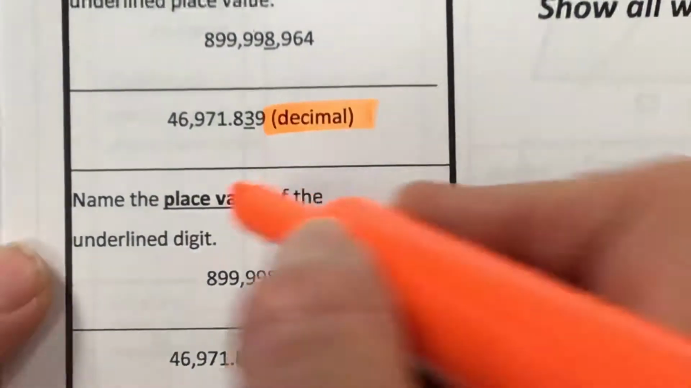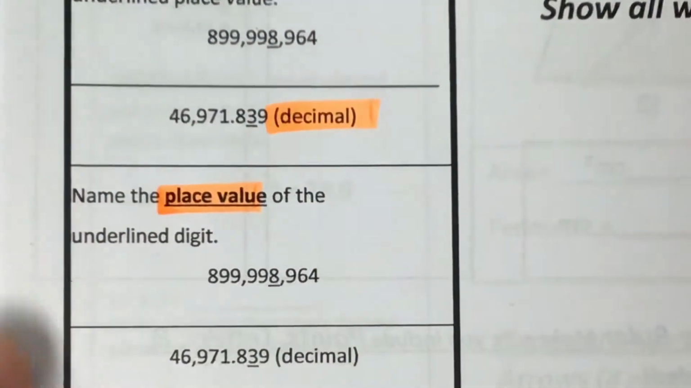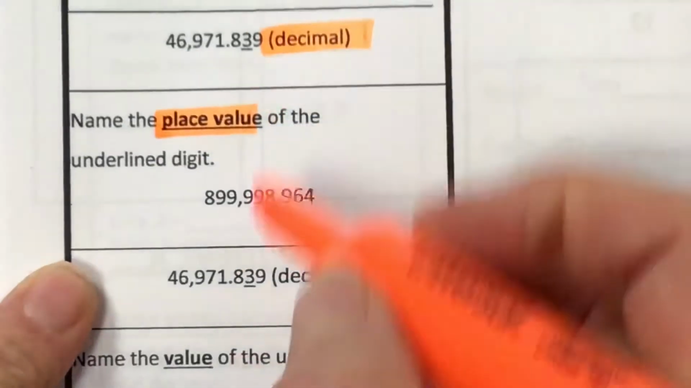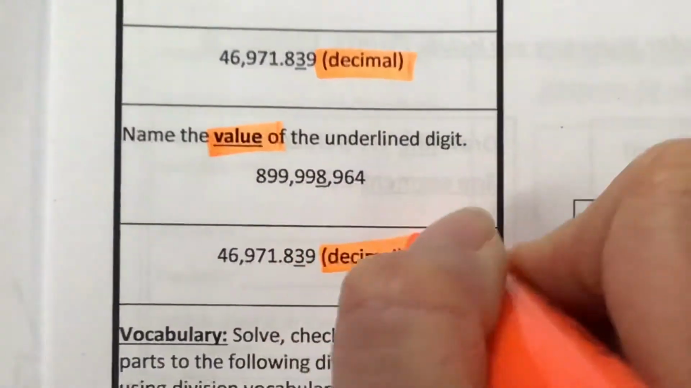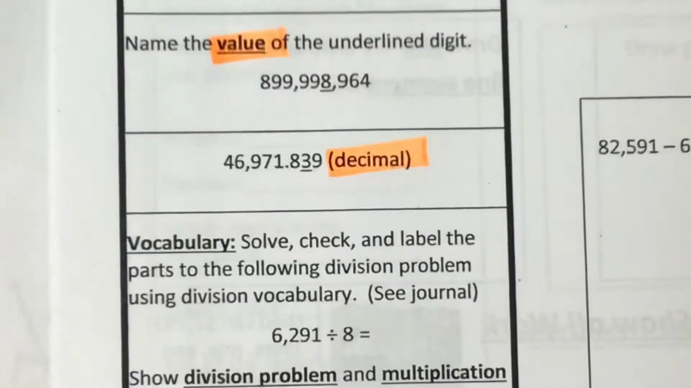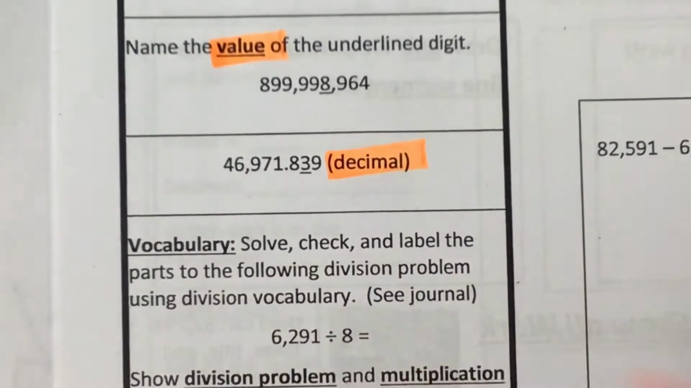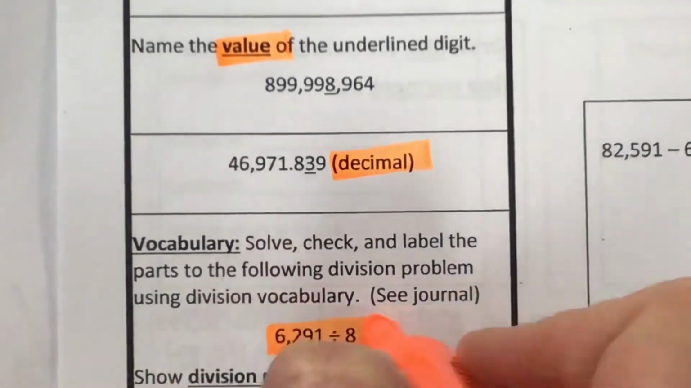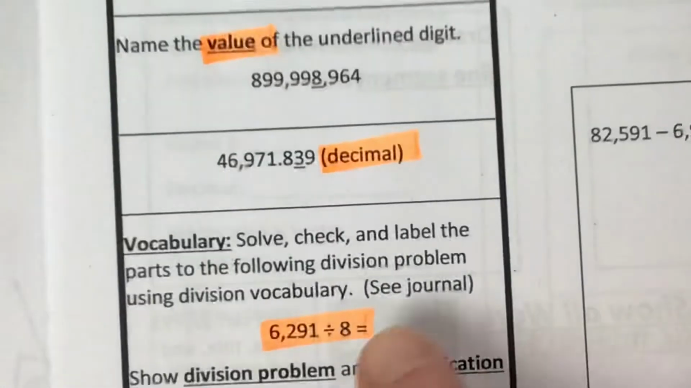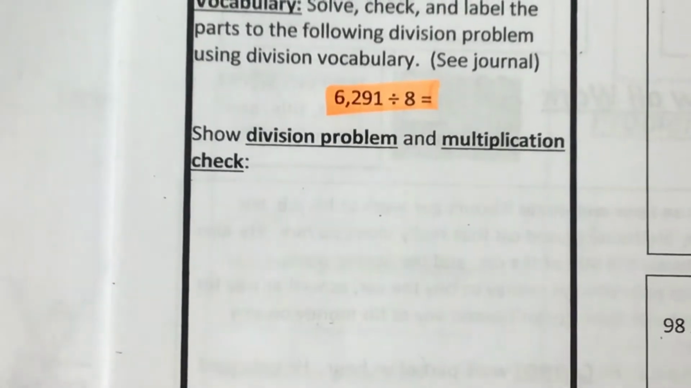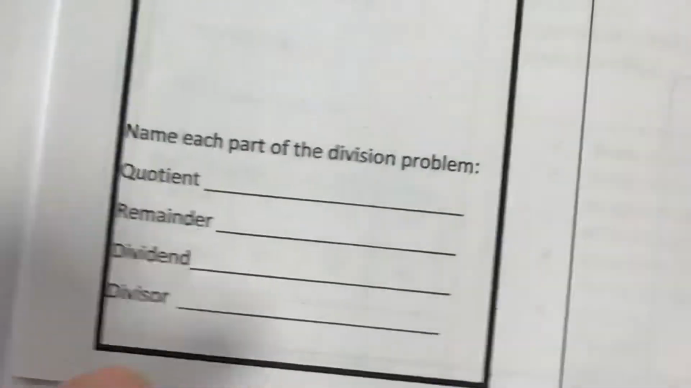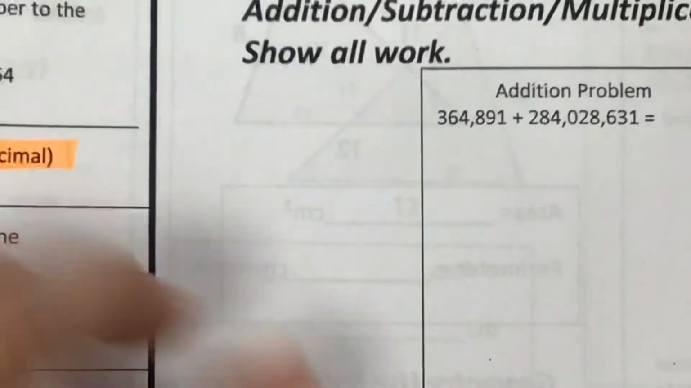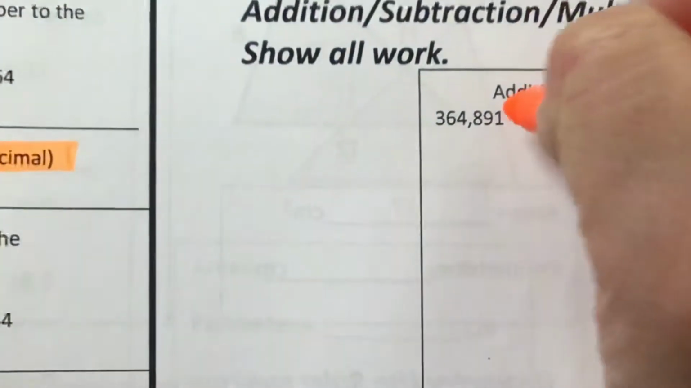That's right. Here you need to name the place value, which is a word. Pay attention to the decimals. Here you need to name the value, which is a number. Again, pay attention to the decimals. Okay. So this is vocabulary. You have to actually divide this problem and then put the quotient, remainder, dividend, divisor. We've been doing that for a couple of weeks, so that should not seem new to you. Okay, make sure you pay attention to the symbol.